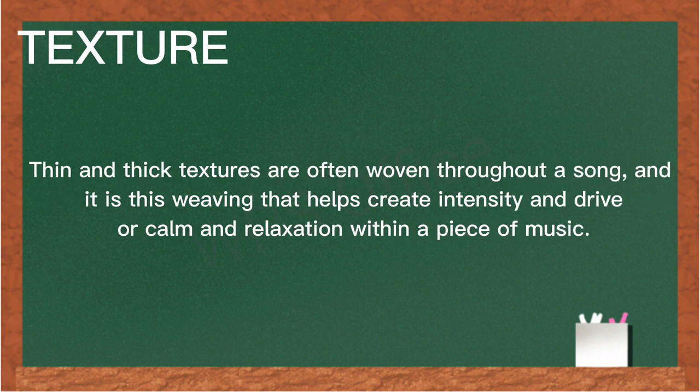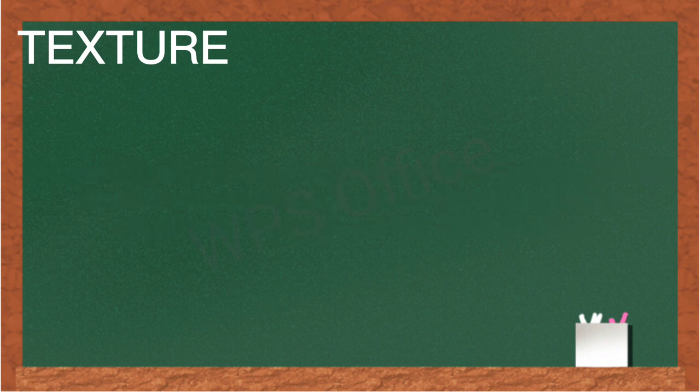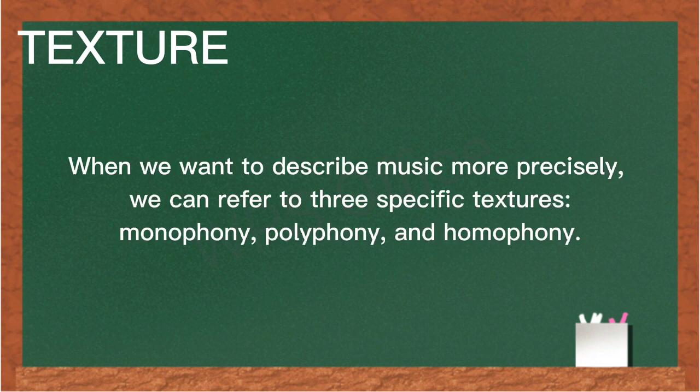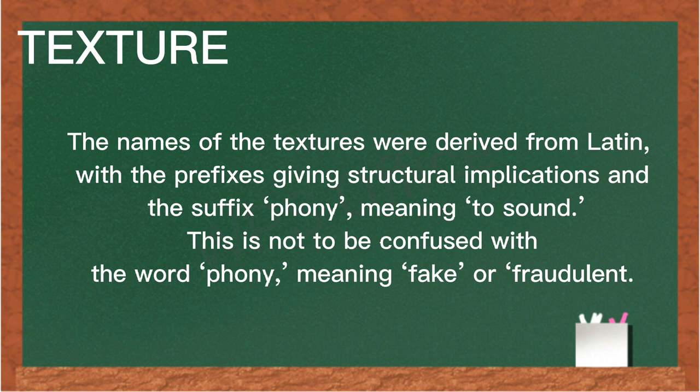Thin and thick textures are often woven throughout a song. It is this weaving that helps create intensity and drive or calm and relaxation within a piece of music. When we want to describe music more precisely, we can refer to 3 specific textures: monophony, polyphony, and homophony. The names of these textures were derived from Latin, with the prefixes giving structural implications and the suffix phony meaning to sound. This is not to be confused with the word phony, meaning fake or fraudulent.